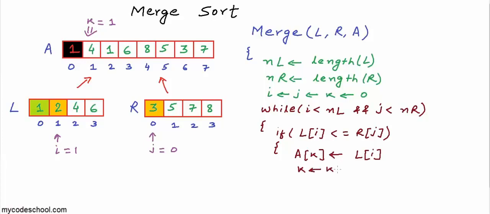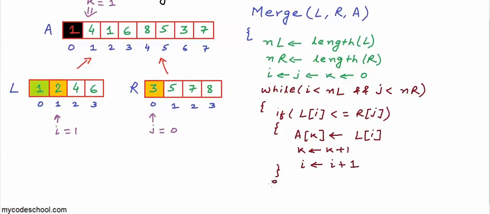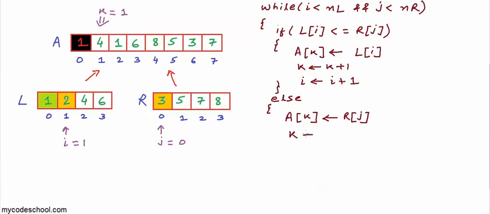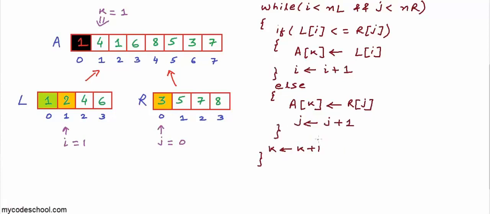And now I need to increment k, I need to go to the next position, and I also need to increment i to go to the next unpicked in L. And if this condition is not true, if Rj is less than Li, then Ak will be Rj. And once again we need to increment k, and we need to increment j to go to the next unpicked in R. This k equals k plus 1 is in both the conditions, the if as well as the else, so I have moved it out.